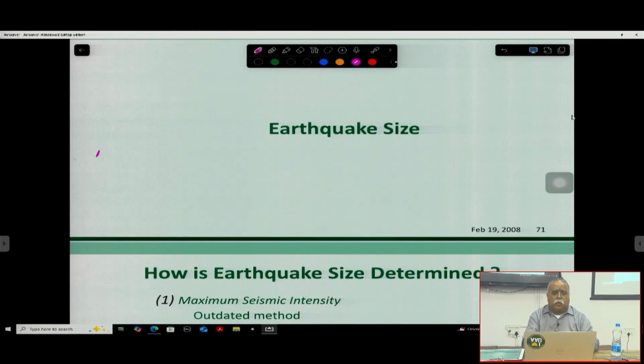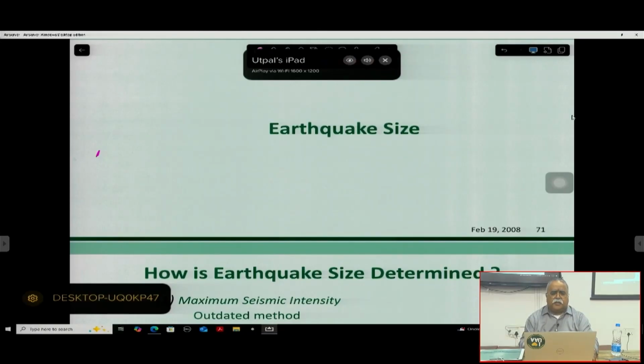So today we'll be starting with the earthquake size determinations. Okay, so that's our task today for the first hour. Let's see how much we can cover in the first hour.